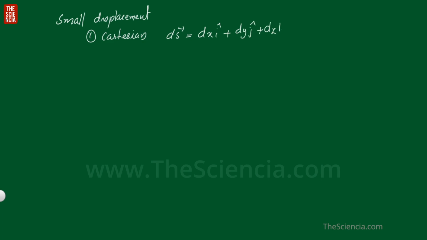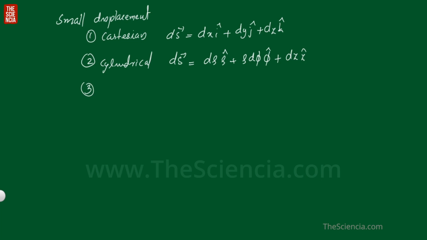Here I am concluding all the ideas. So first I am taking small displacement. So the small displacement in Cartesian coordinate system, that is ds vector. In Cartesian coordinate system, it will be dx i cap plus dy j cap plus dz k cap. And in cylindrical coordinates, ds vector will be equal to d rho rho cap plus rho d phi phi cap plus dz z cap.